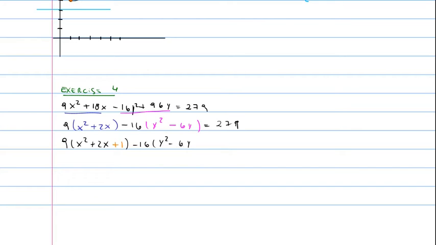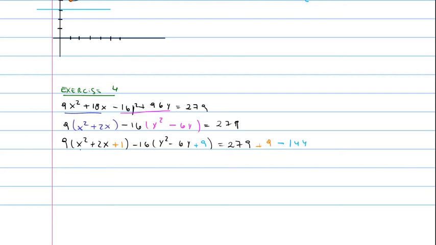And on this term I'm going to add plus 9, because 6 is 2 times 3. So we have to put the square of 3. And this will be equal to 279 plus 9 times 1 is 9. And then 16 times 9 with a minus sign is minus 144.